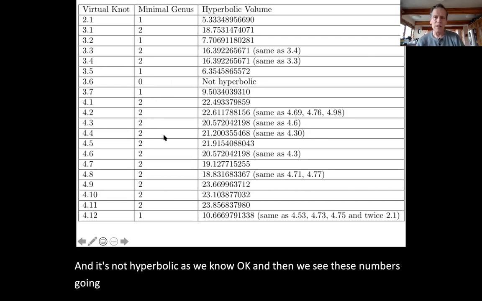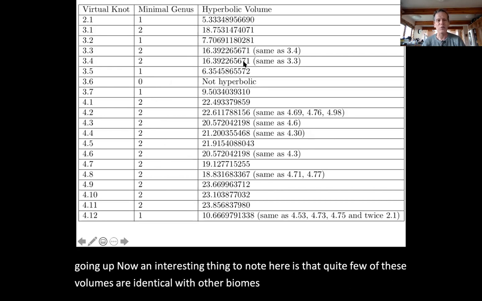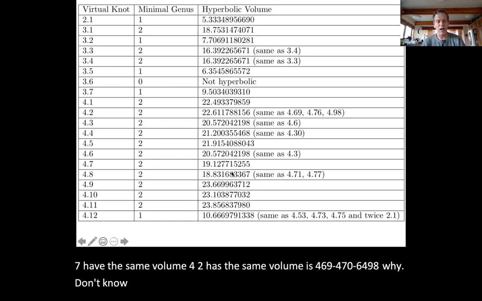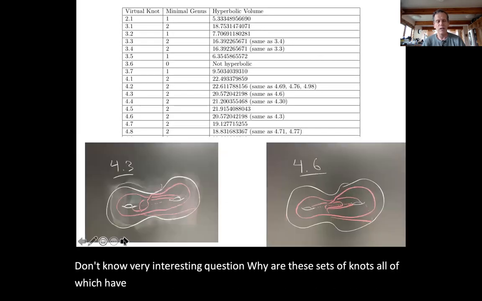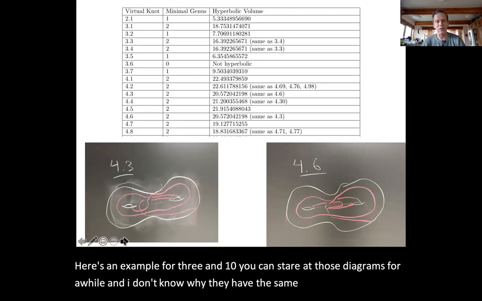Now, an interesting thing to note here is that quite a few of these volumes are identical with other volumes. So, for instance, 3.3 and 3.4 have the same volume. 4.2 has the same volume as 4.69, 4.76, 4.98. Why? Don't know. Very interesting question. Why are there these sets of knots, all of which have the same volume? Here's an example, 4.3 and 4.6. You can stare at those diagrams for a while, and I don't know why they have the same volume. So I think it's very interesting. That's an interesting problem to work on.